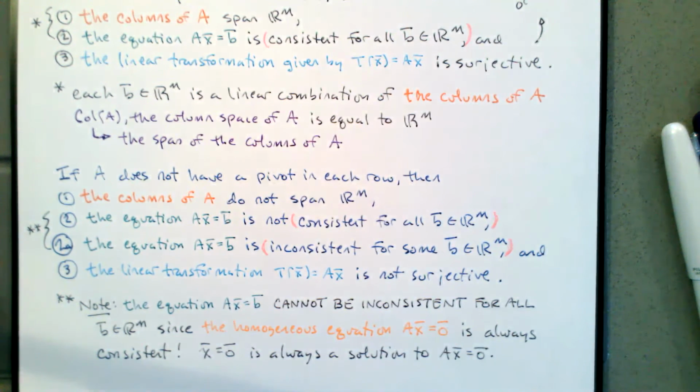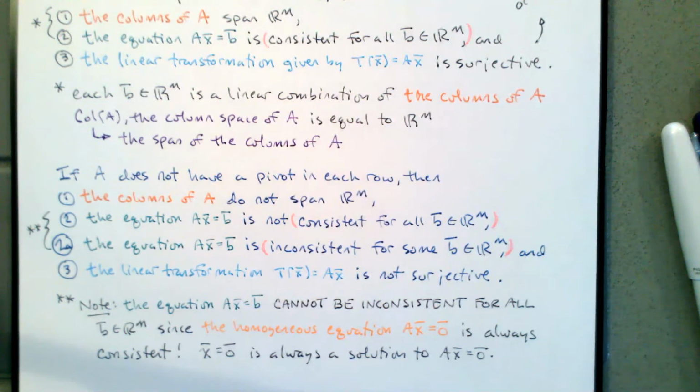Another important note about the equation Ax equals B. It is not possible for the equation Ax equals B to be inconsistent for all B in Rm. So that's why we can't just replace not consistent with inconsistent, because we weren't just saying not consistent. We were saying not consistent for all B in Rm. This is an important distinction because the equation Ax equals B cannot be inconsistent for all B in Rm.